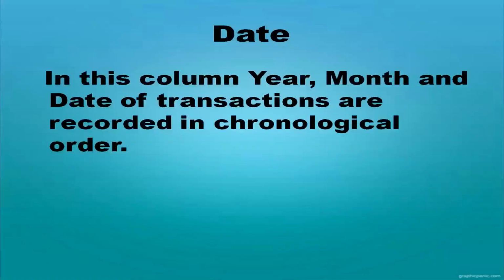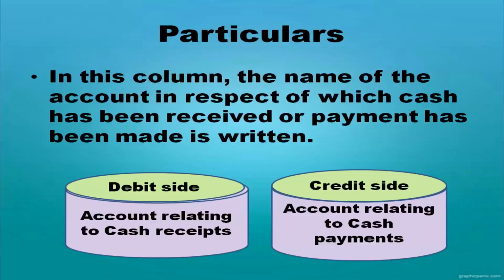In the format of the cash book, we first write the date with year, month and date. The transactions are recorded in chronological order, that is, according to the order in which they have occurred. In the particulars column, the name of the account in respect of which cash has been received or payment has been made is written. Accounts relating to cash receipts are recorded on the debit side. Accounts relating to cash payments are recorded on the credit side. Receipt account, debit side; payment account, credit side.